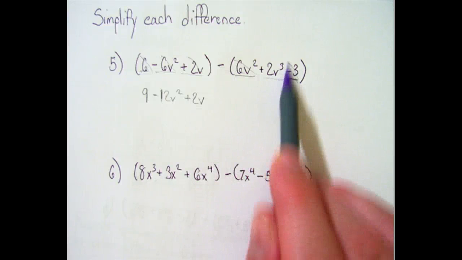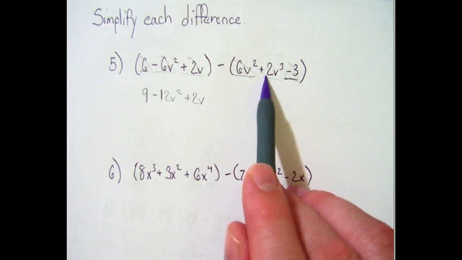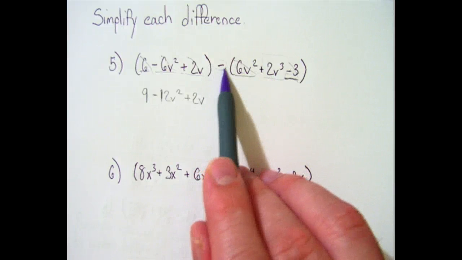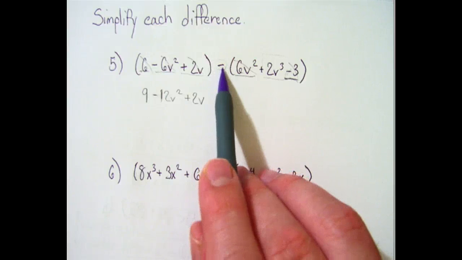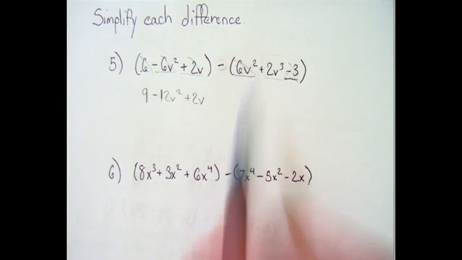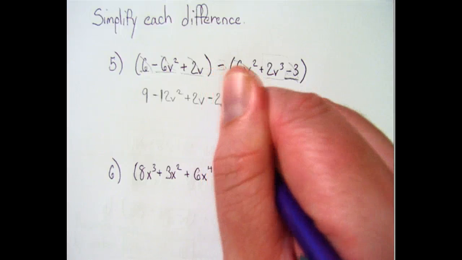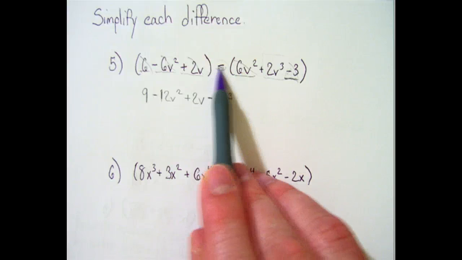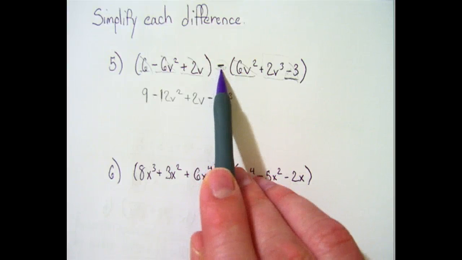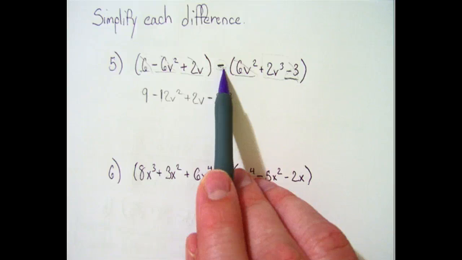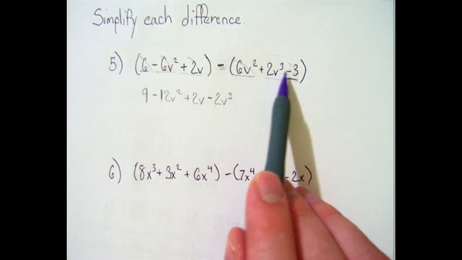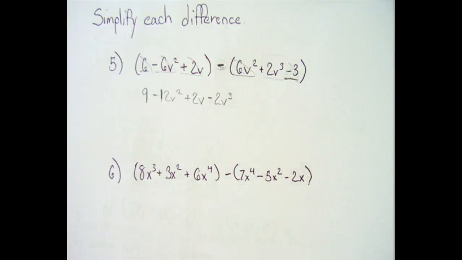And now we've got just this term left, and you might be tempted to write down plus 2v cubed, but we have to take into account this minus sign. So this is minus positive 2v cubed, or minus 2v cubed, because of that minus sign right there. Another way of thinking of this is that we are distributing that negative sign throughout this problem. So what used to be positive 2v cubed is negative 2v cubed.